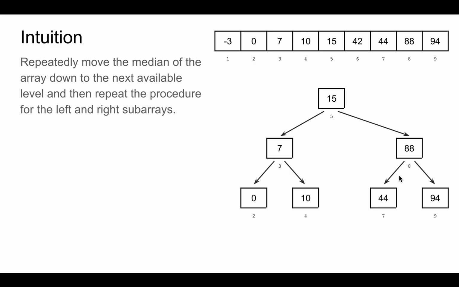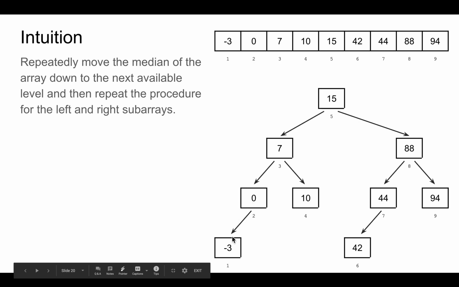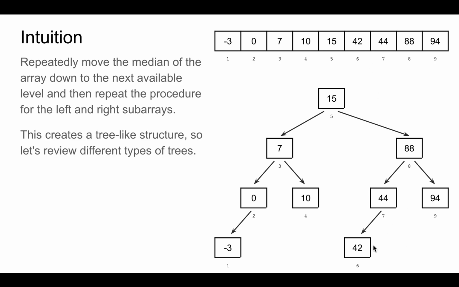And same thing is happening over on the right side. And now there's only one value remaining. It's smaller than 0, so it's going as a left child. And here as well, there was only one value remaining. It's smaller than 44, so it's going as a left child.